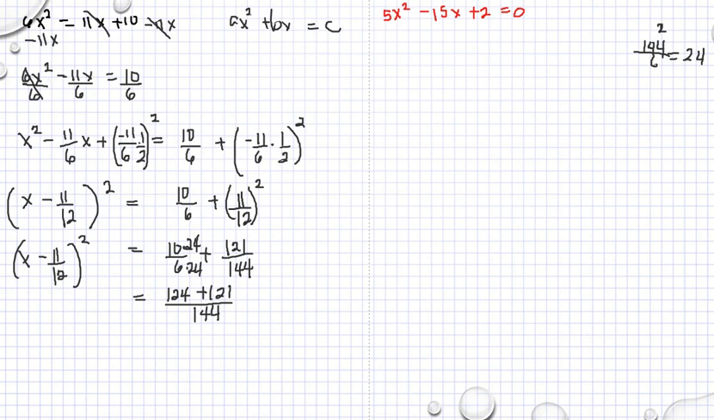I see some problem here. 10 times 24 is not 124. I don't know where that comes from. It should be 240. Then we have 361 divided by 144. And we have here x minus 11/12. Then we take the square root of both sides of the equation.